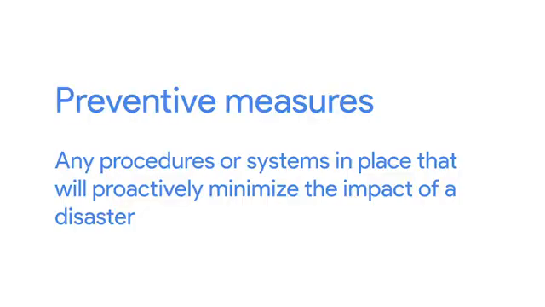Despite the name, a disaster recovery plan will actually cover preventive measures and detection measures on top of the post-disaster recovery approach. Preventive measures cover any procedures or systems in place that will proactively minimize the impact of a disaster. This includes things like regular backups and redundant systems. Anything that's done before an actual disaster that's able to reduce the overall downtime of the event is considered preventative.